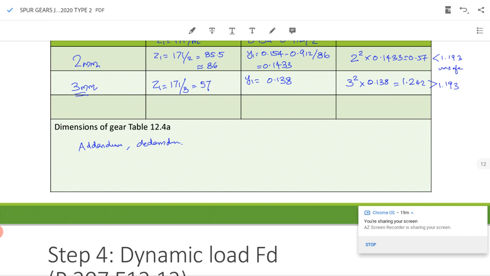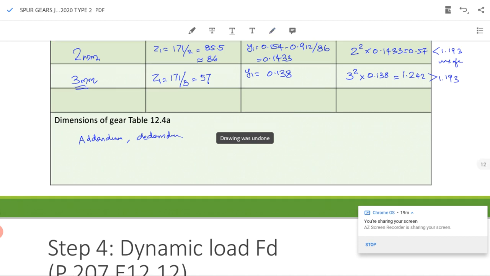So in the type 2 problem, we should note that we are using the value of z1 only to find the y value, that is z1 equal to 18 or z1 equal to 32. That value we obtain from the table only to find the value y. In all other cases, z1 will be substituted by d1 by m in type 2 questions. Now the step is very clear. Now we will find fd and fw.